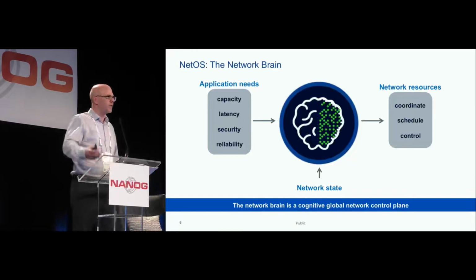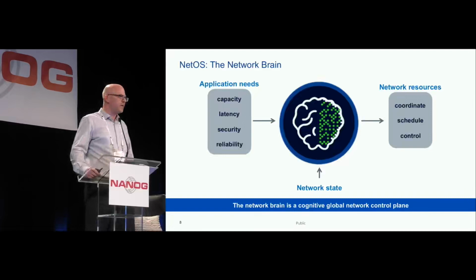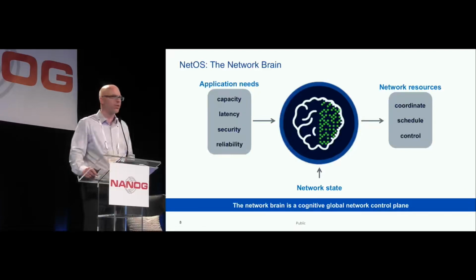It communicates with network elements and gets data. I'll go into more details about the different modules that we have in this piece of software. But what it does is it takes in the application needs like capacity, latency, security, reliability. It takes in the network state, and then it makes decisions to coordinate, schedule, and control the network resources.